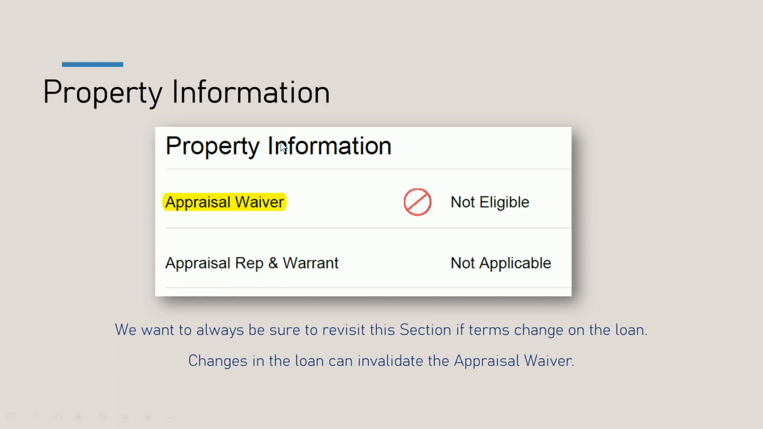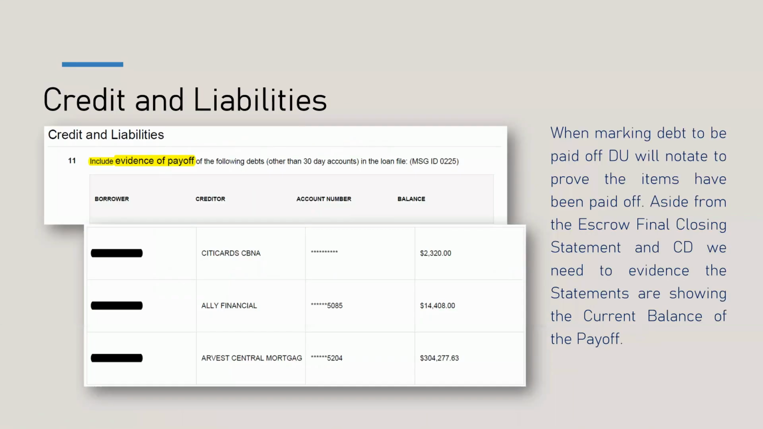So just make sure you guys are taking a look at that and coordinating with your processor to make sure that if anything changes, loan amount or value, and you have an appraisal waiver, it's not invalidated, because we have seen it happen.